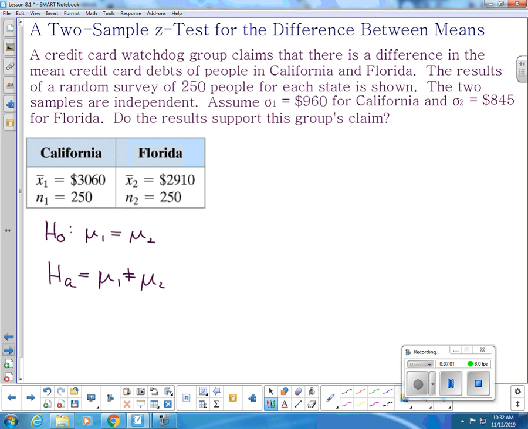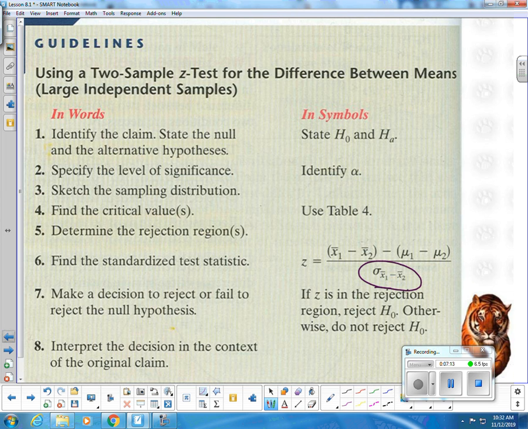So we're talking about a two-tailed test. We've got our null, we have our alternate. What's the next thing on our list to do? Okay. Find your significance level.